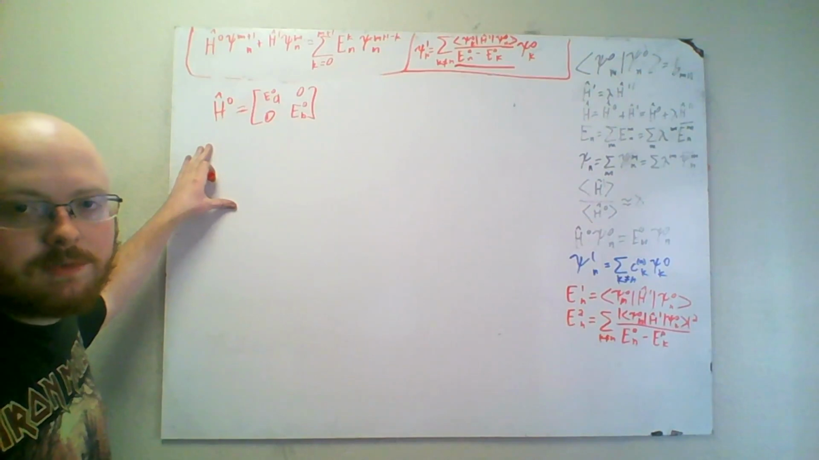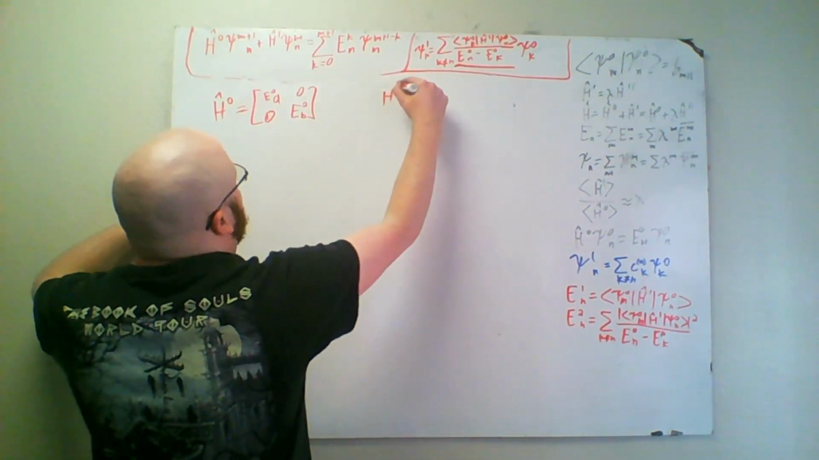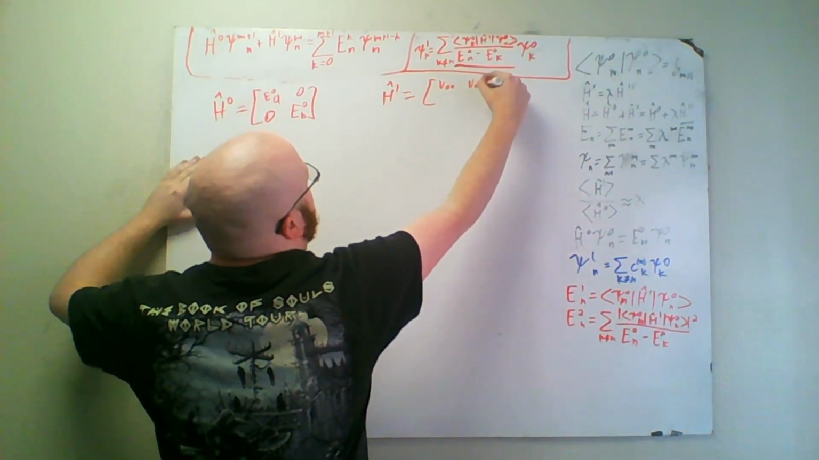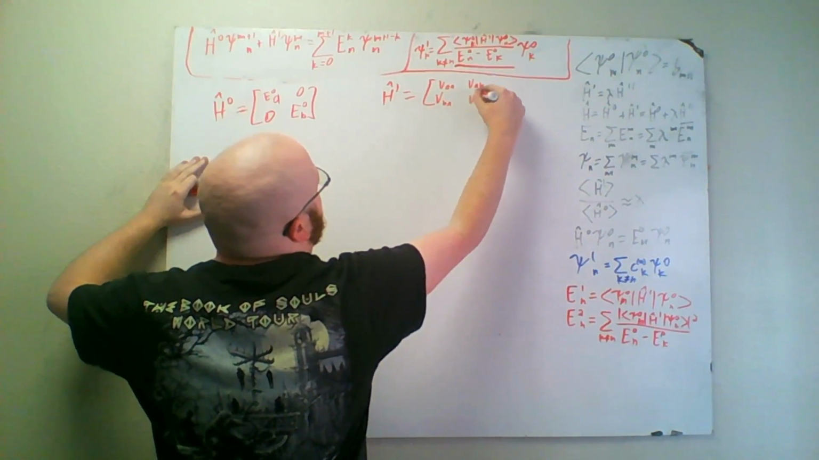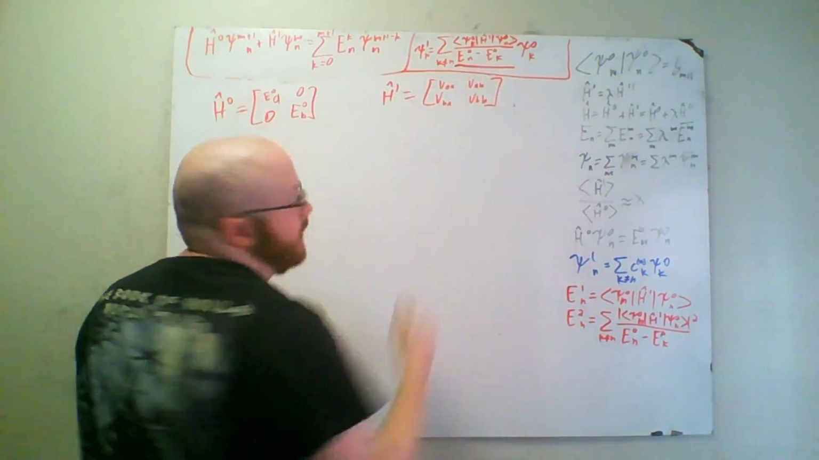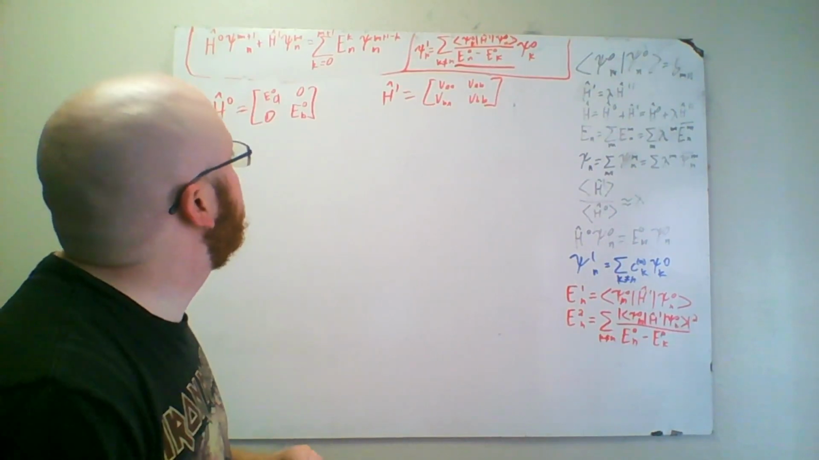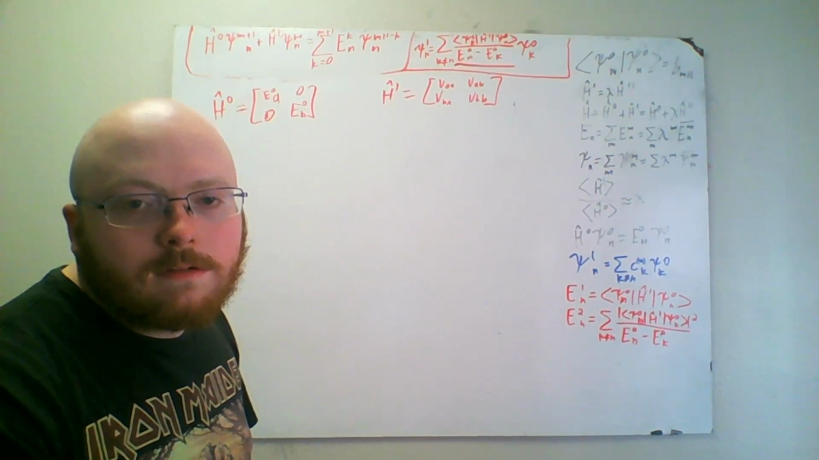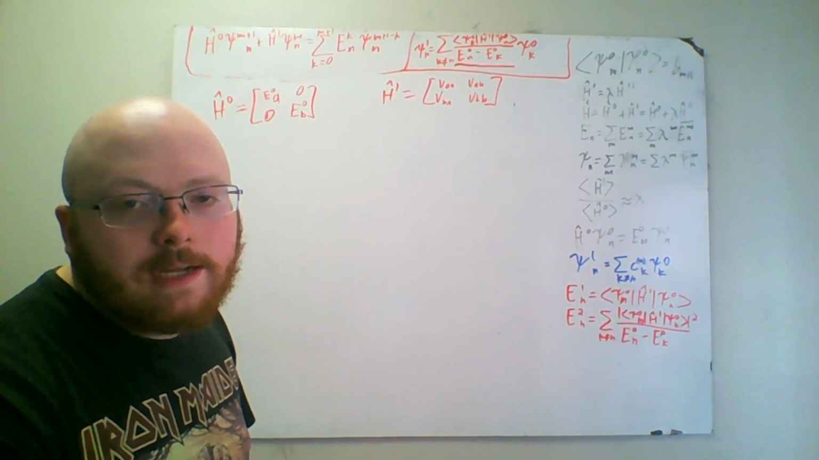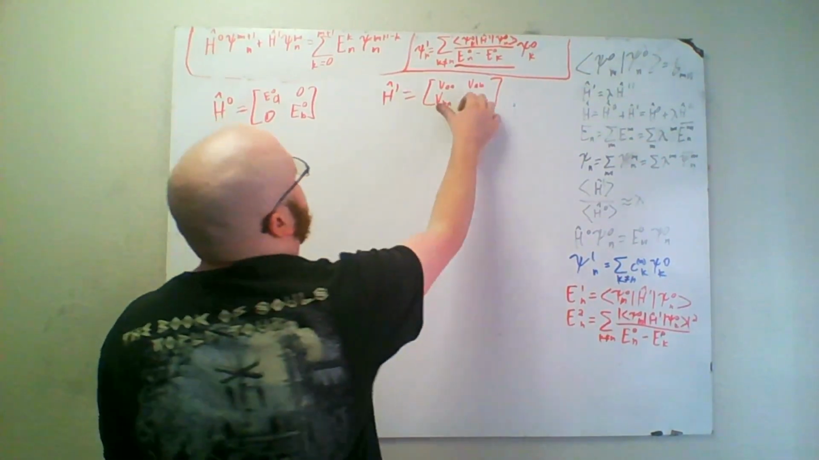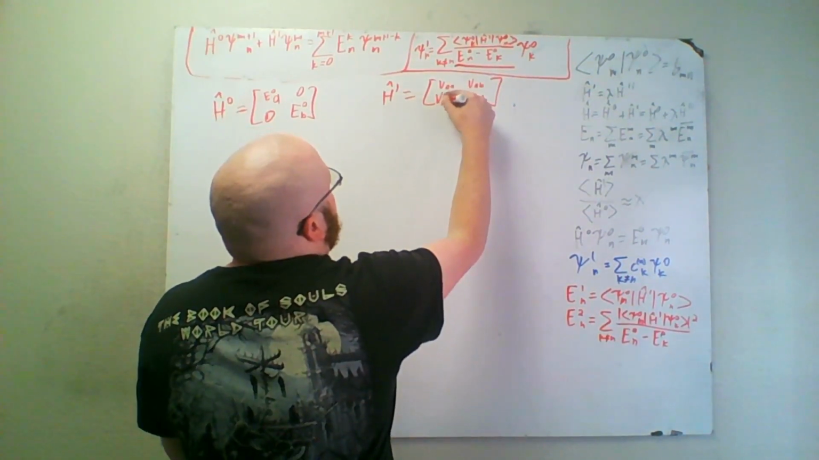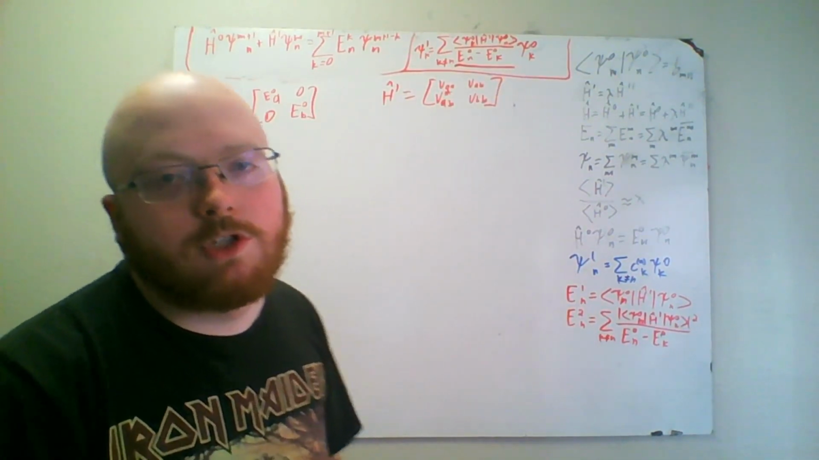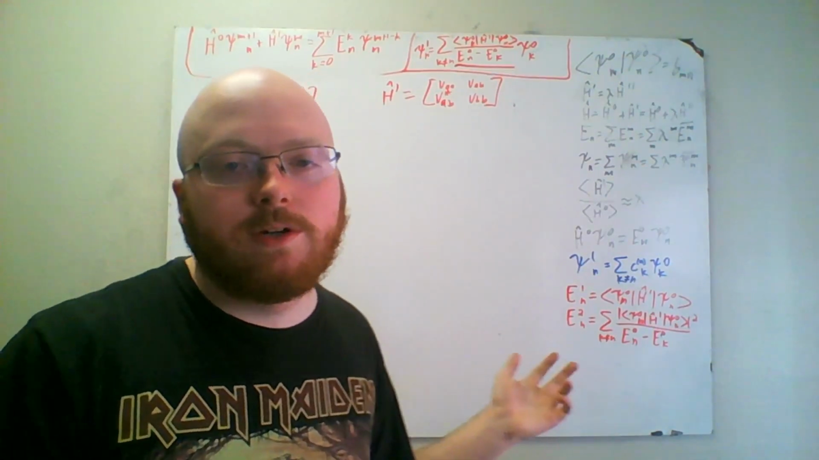Let's do this. I want to see how fast we can do this. We're going to set H prime equal to the matrix VAA, VAB, VBA, VBB. It needs to be Hermitian, so I'm going to write VBA as V_AB complex conjugate, so it equals its complex conjugate transpose, and VAA and VBB are real.